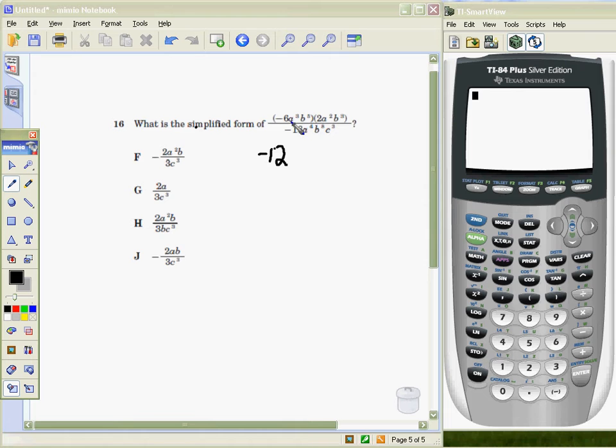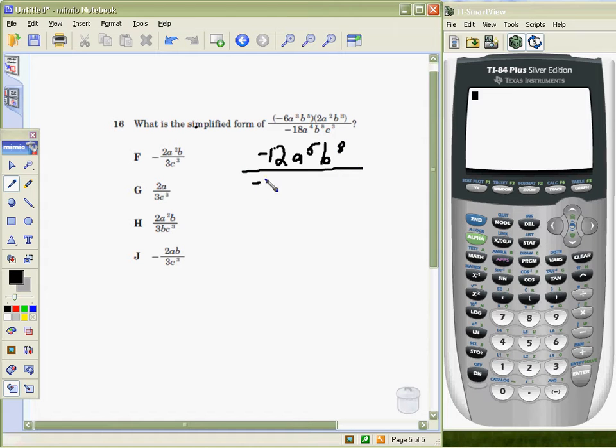So when I'm multiplying these bases that are the same, I just add the power. So a to the 3 times a to the 2 is a to the 5th. b to the 5th times b to the 3rd is b to the 8th. Then negative 18, then a to the 4th, b to the 8th, c to the 3rd.